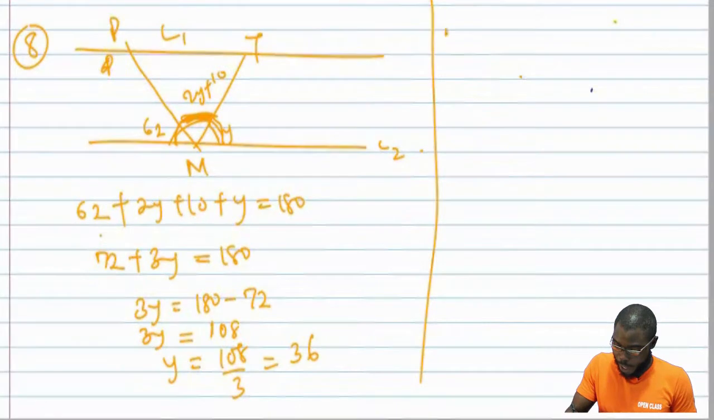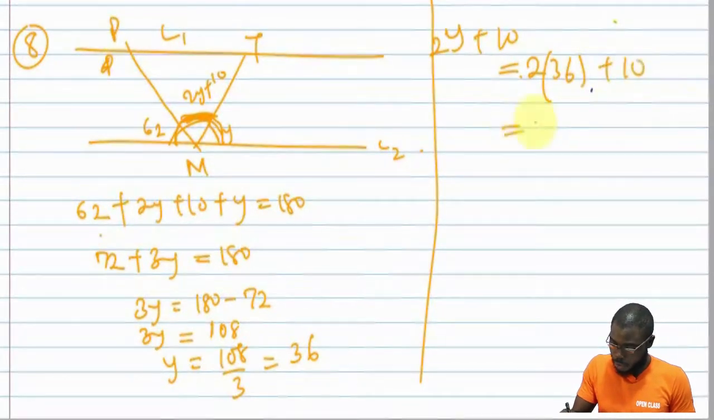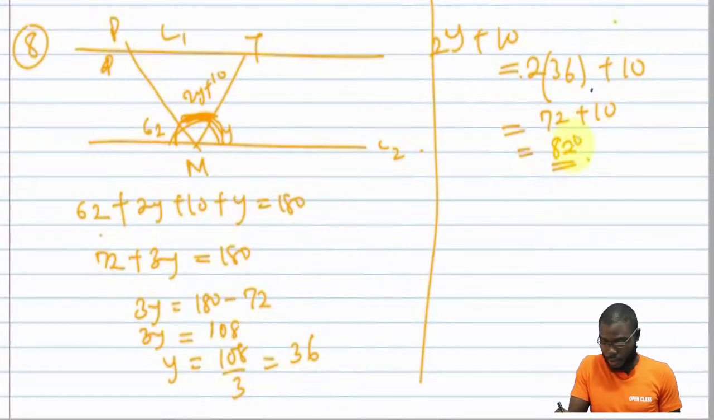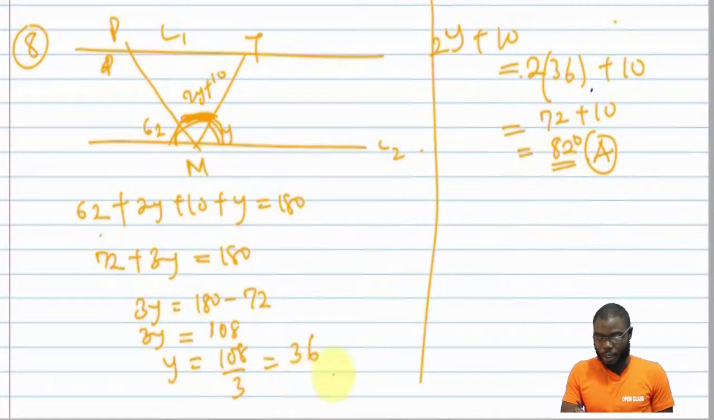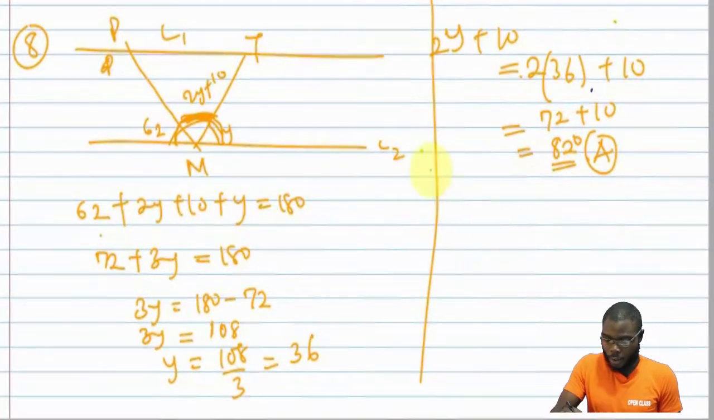Okay, what you're looking for is 2y plus 10, which is equal to 2 times 36 plus 10, which is 72 plus 10. Then this gives us 82 degrees. So your option A says 82, your B says 36, C is 72, and D is 118. So the answer is A. Please, it's not 36. Don't stop here and jump to pick the answer. Now, question number 9.